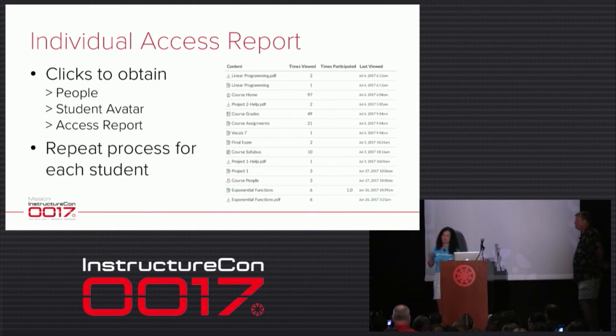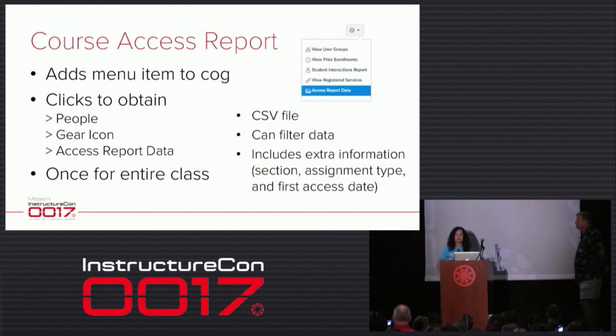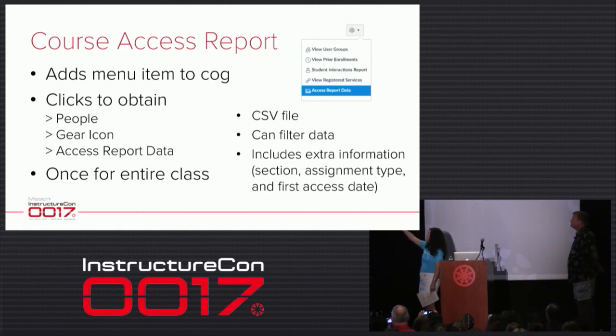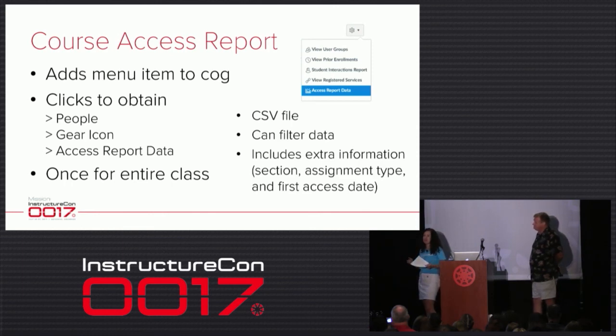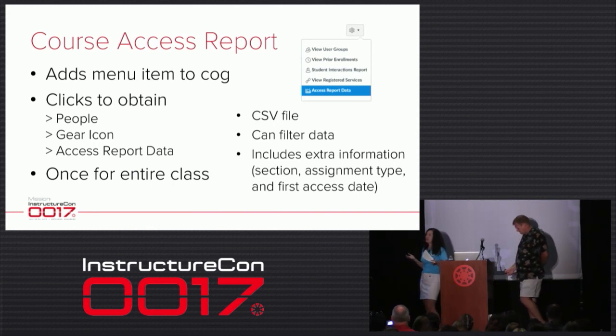Every single student. But with this, it actually adds a menu item to the cog or the gear icon, whatever you want to call it. So you go to people, you click on that gear icon cog, click access report data, so it adds that blue button or that blue menu item. And what it gives you is a CSV file for the whole class. And then if you play around with the CSV file, you put it in Excel, and then you can play around with it. You can do all sorts of fun stuff, and you can see, I'll load it by content item.